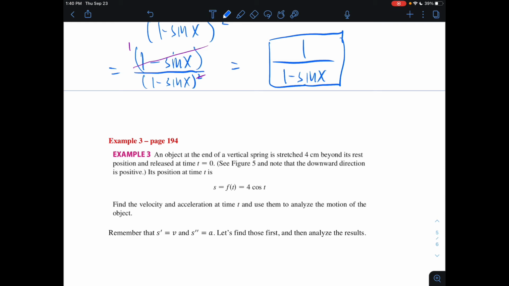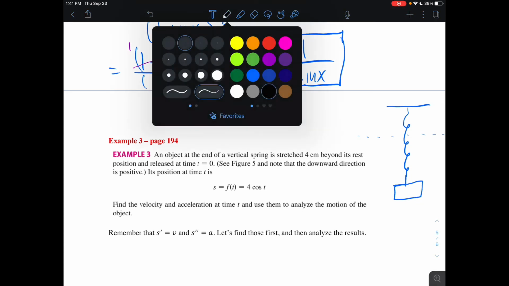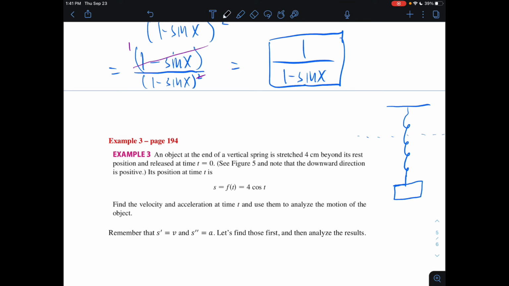time equal to 0. There is a figure that you can see in your book, but just as a little guide here, you can think that there's an equilibrium where if you weren't pulling on the weight, it would just be hanging there and not moving at all. But what we've done is we've stretched a spring, and now the weight is 4 centimeters beyond its rest position. So you can think of this axis as 0, and then here we've got 4 centimeters.